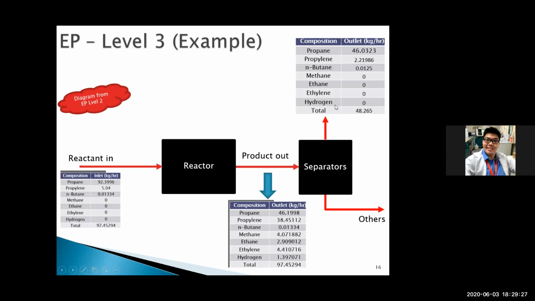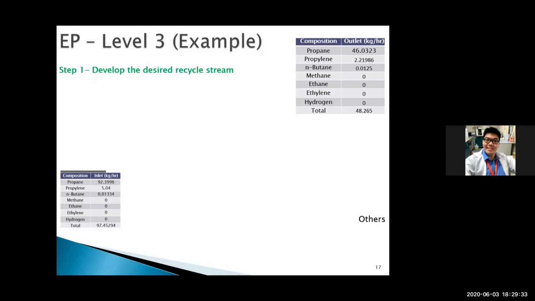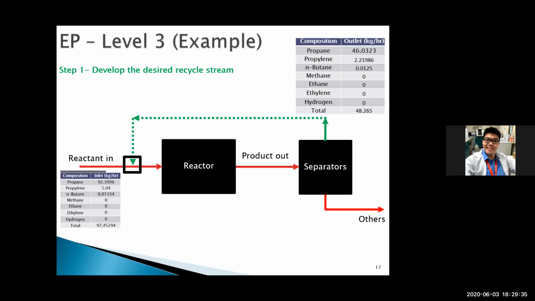So now we have this EP level 2 diagram, and we want to implement a recycling. The recycling stream that I'm doing is from the top product of this separator, basically the propane, propylene, and butane stream. I recycle it to the reactor and mix it with the reactant in.